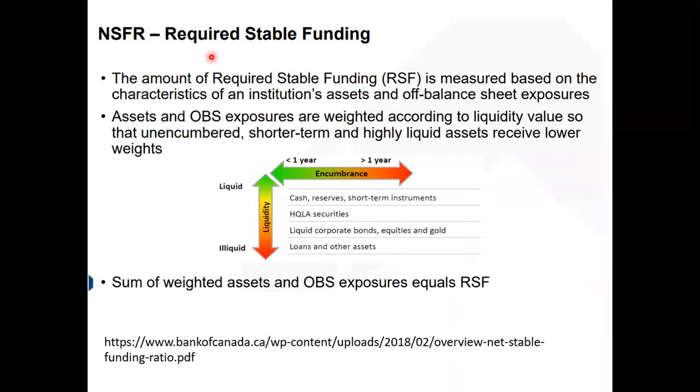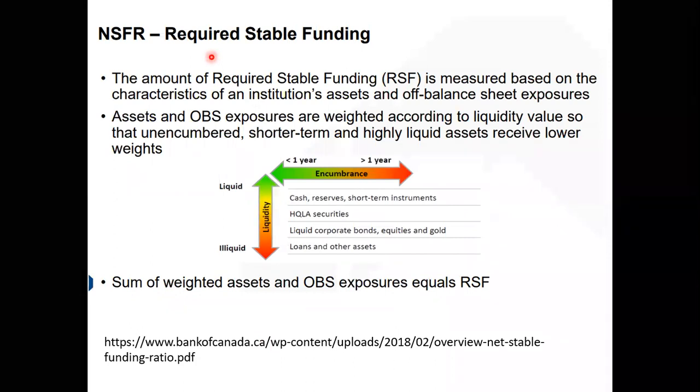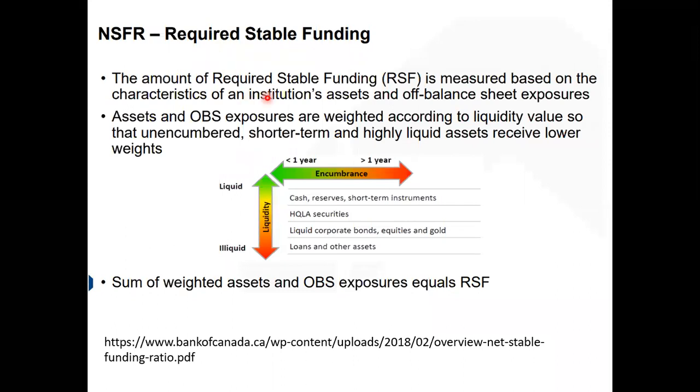Now we move to the required stable funding. Required, the target. The amount of required stable funding is measured based on the characteristics of institutions' assets and off-balance sheet exposure. Right, deposits may be made by the bank's customers, maybe in the form of cash or maybe in the form of loan. The bank utilizes the deposited money to provide loans to its customers to make interest income, right?